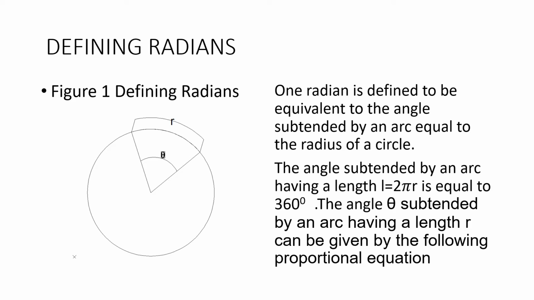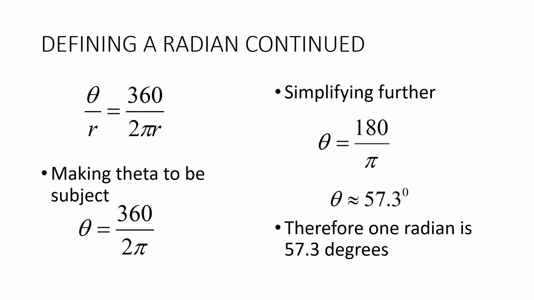The angle subtended by an arc having a length r can be given by the following proportion: the angle divided by the distance subtending that angle. So theta over r is equal to 360 divided by 2πr. Making theta the subject, theta is equal to 360 over 2π, so theta is equal to 180 over π, or approximately 57.3 degrees. So 1 radian is equivalent to 57.3 degrees.